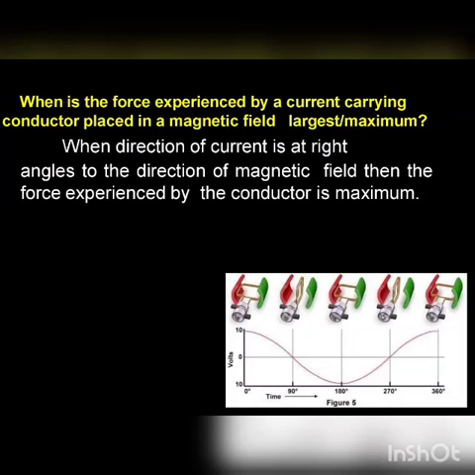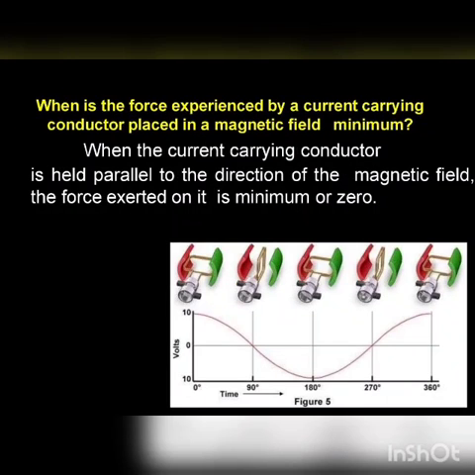When is the force experienced by a current carrying conductor placed in a magnetic field largest or maximum? When the direction of current is at right angle to the direction of magnetic field, then the force experienced by the conductor is maximum. When is the force experienced by a current carrying conductor placed in a magnetic field minimum? When the current carrying conductor is held parallel to the direction of magnetic field, the force exerted on it is zero.